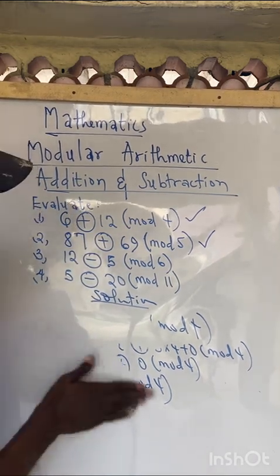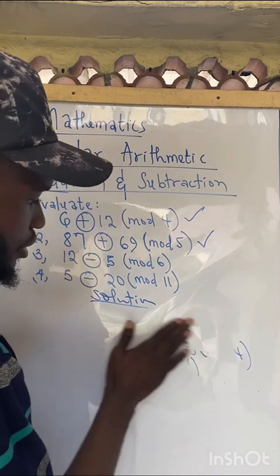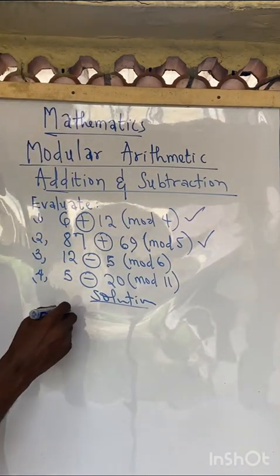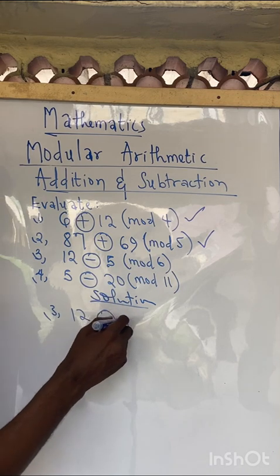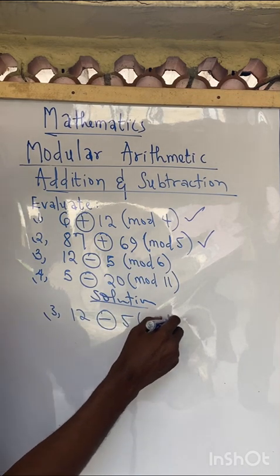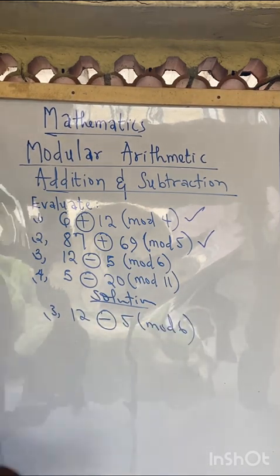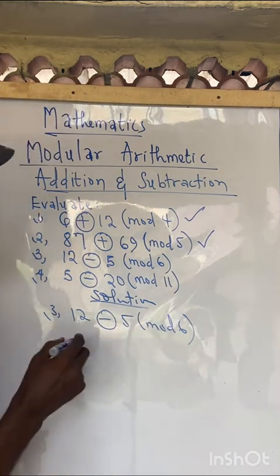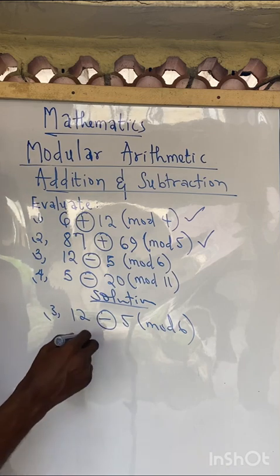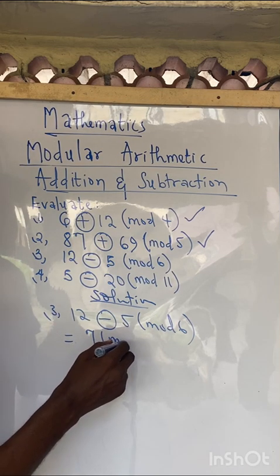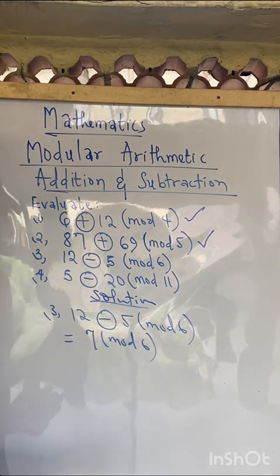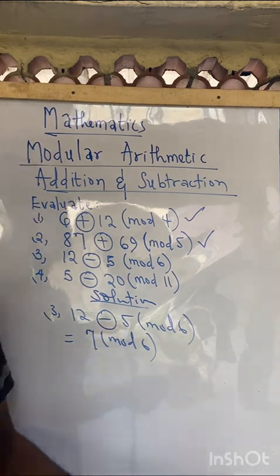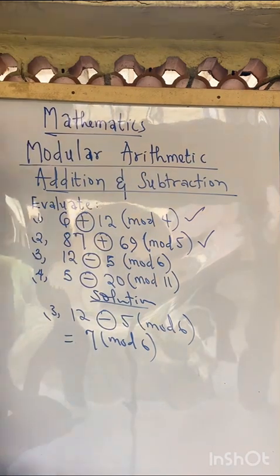The number 3 question is saying that we have 12 minus 5 mod 6. First, this is a subtraction question. We have to subtract normally first. What is 12 minus 5? That's 7 mod 6. Ask yourself this question: is 7 in mod 6? The answer is no. We have to reduce it to something that will be in mod 6.